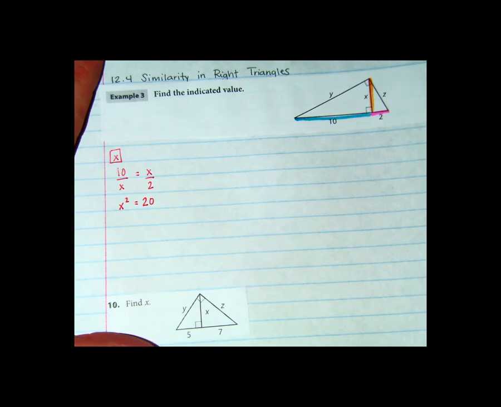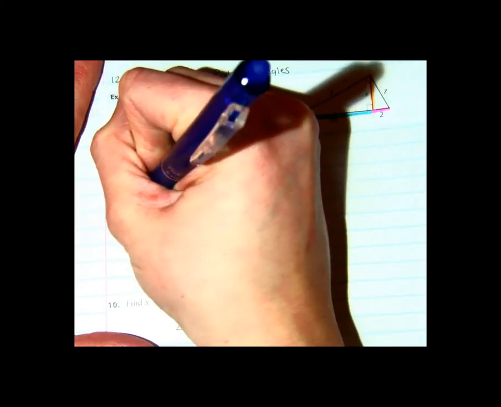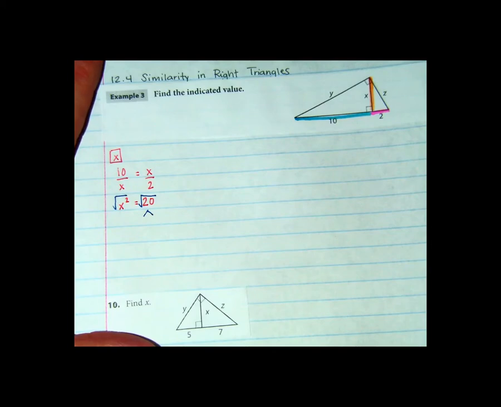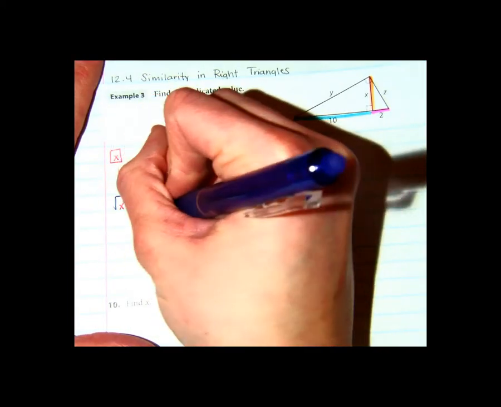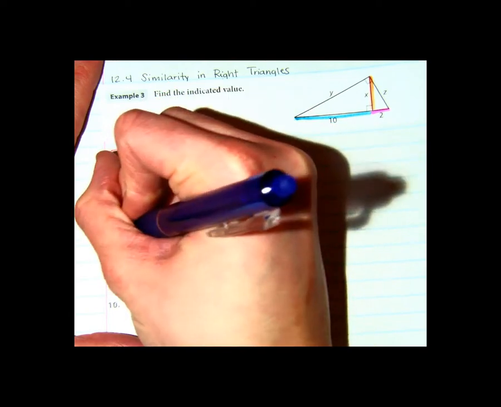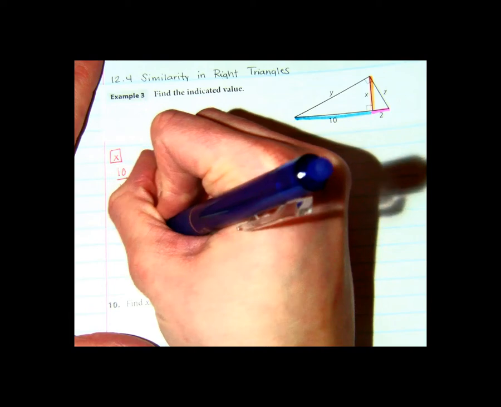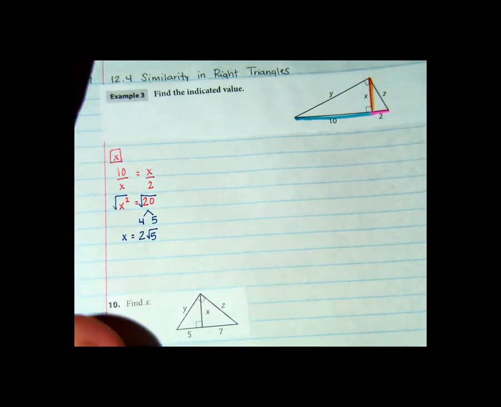Then what do we do? Okay, we take the square root, and we'll have to pull out a perfect square because 20 is not a perfect square. What perfect square is a factor of 20? 4 times what? So x is equal to 2 root 5, yep. That's part of the problem. I still have to find y and z.